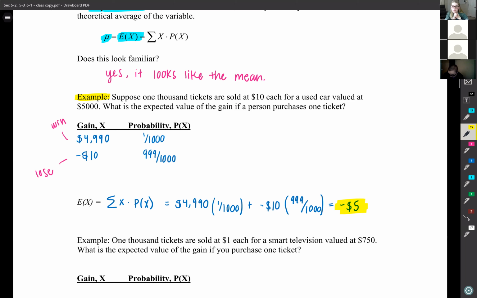Okay, well, it kind of makes sense because the odds of winning are really, really slim, and the odds of losing are huge. So it makes sense that the expected value would be a loss if you think about it.